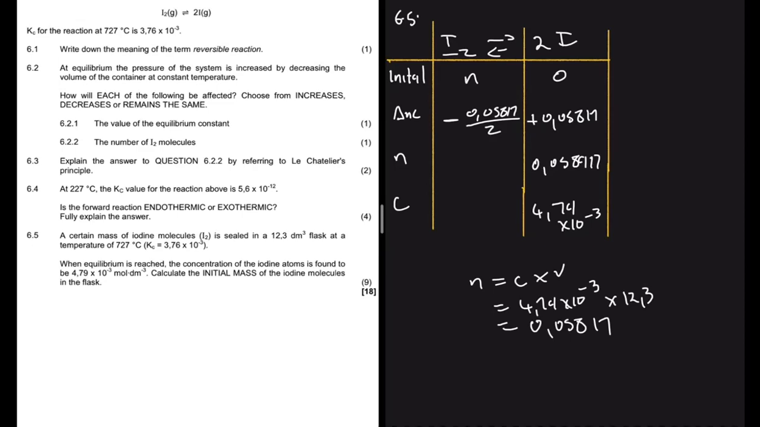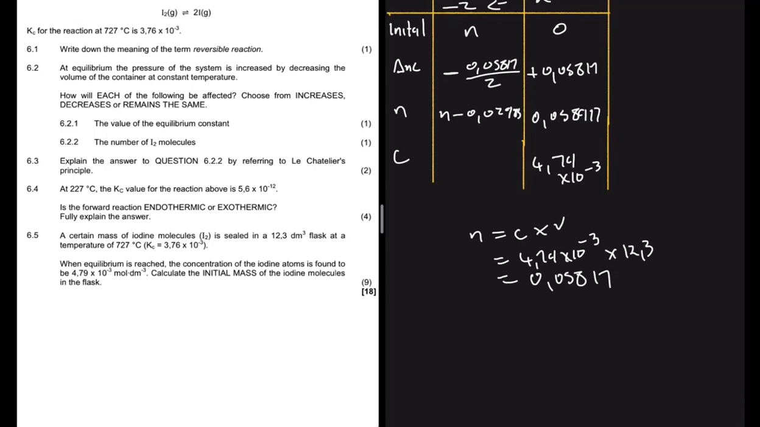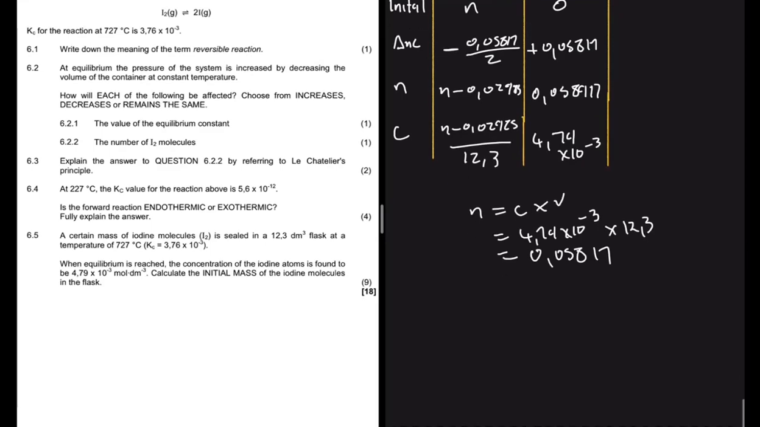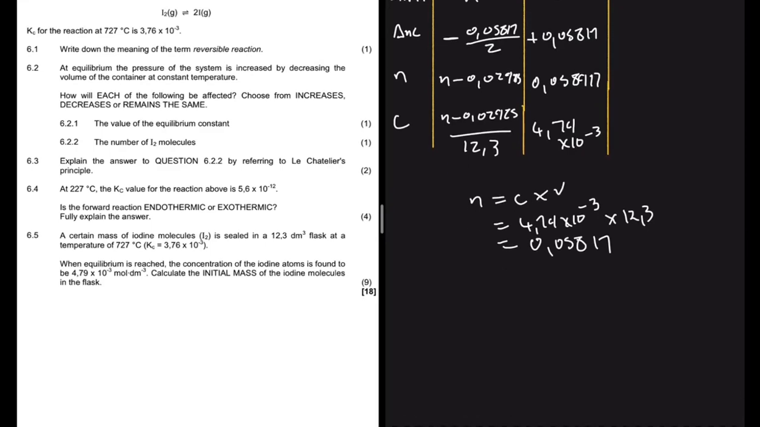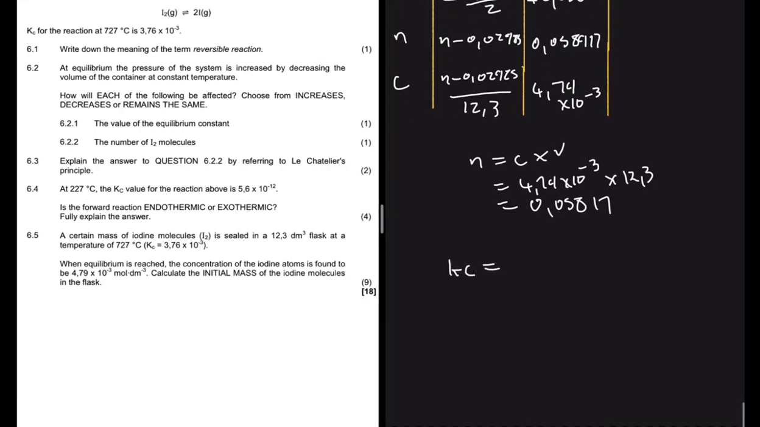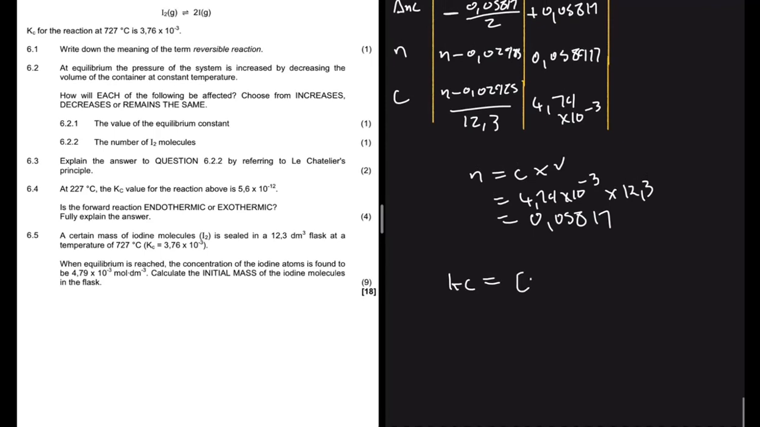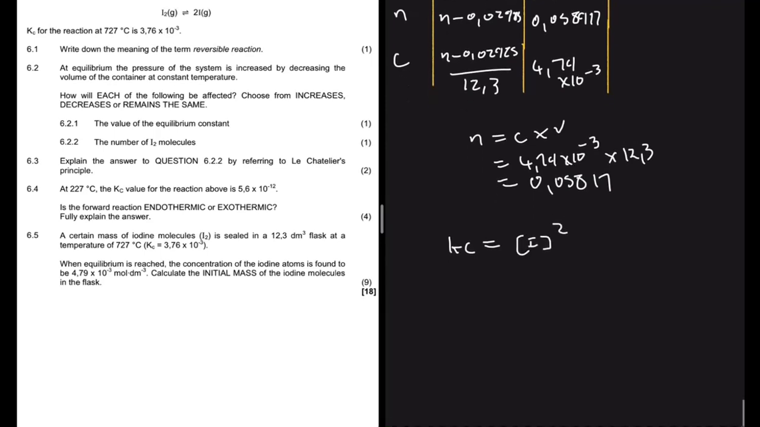So if you do that, we have 0.058917 divided by 2, so we're gonna have n minus 0.02985, right? And then the volume is 12.3, so here we're gonna have n minus 0.02985 divided by 12.3. So now that we have the concentration at equilibrium, we can have Kc is equals to the concentration of I to the power of 2, because that's the products, right? Divided by the concentration of I2 to the power of 1, because that's the balancing coefficient of I2.